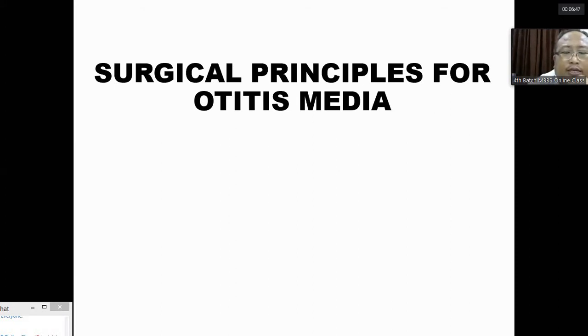Otitis media is usually directed to the middle ear, the disease of the middle ear. The normal function of the middle ear is to transmit sound from the external environment to the inner ear. So principally, the main problem the patient faces is a hearing problem. Apart from that, they also face impending complications in the long term if untreated.